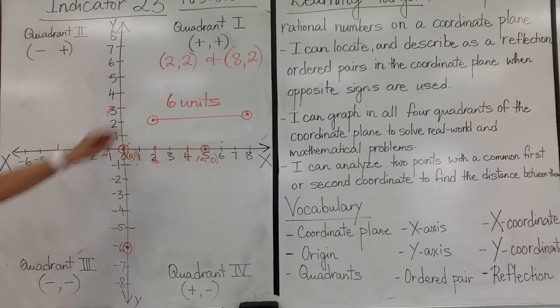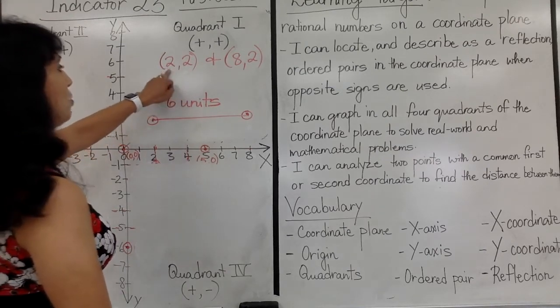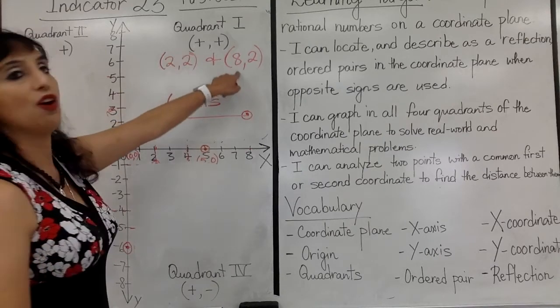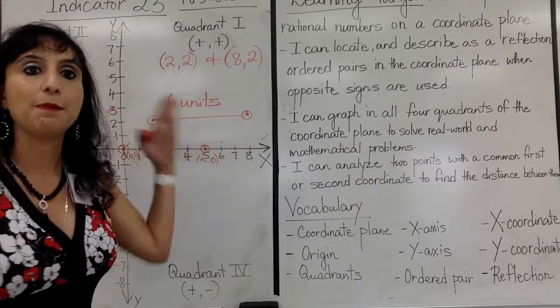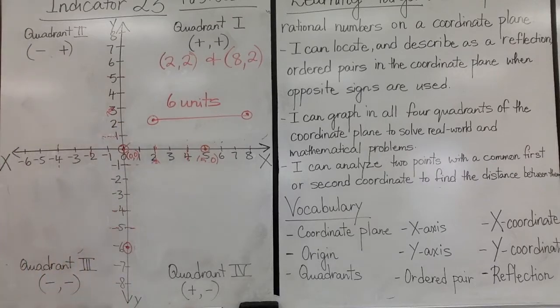Or we know that your y coordinate is the same. So if I took the absolute value of 2, I get 2. Absolute value of 8 is 8. And I did 8 minus 2. And I get 6. So that is 6 units. Okay, now let's try. And of course, this is lying in quadrant 1.